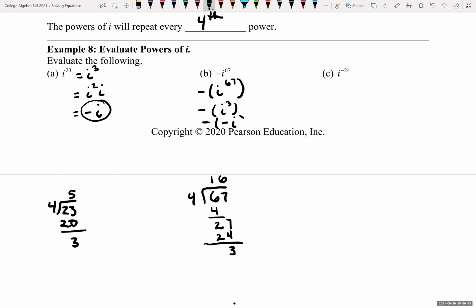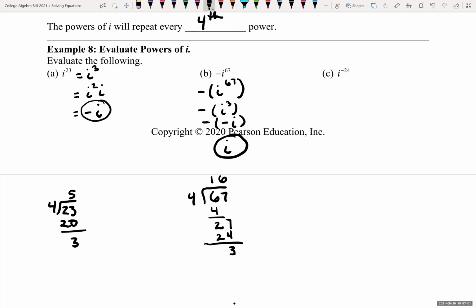So negative of negative i, which is equal to just i. So the next one, part C, i to the negative 24th power.